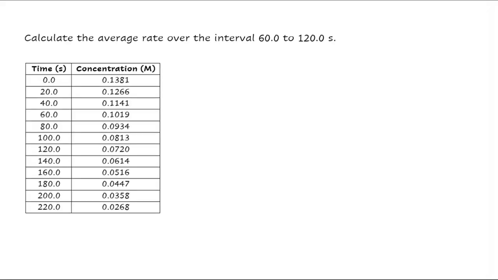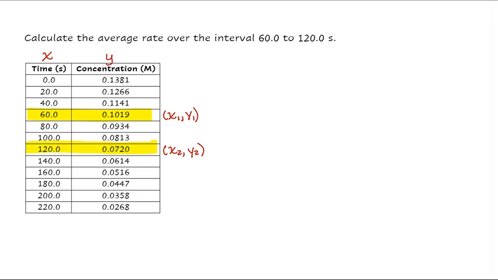So let's go ahead and identify the two data points that we'll be using. We have 60 seconds and 120 seconds. So the 60 seconds will be our x1, y1, and the 120 seconds will be our x2, y2. And in this case, our x value is time, and our y value is concentration.